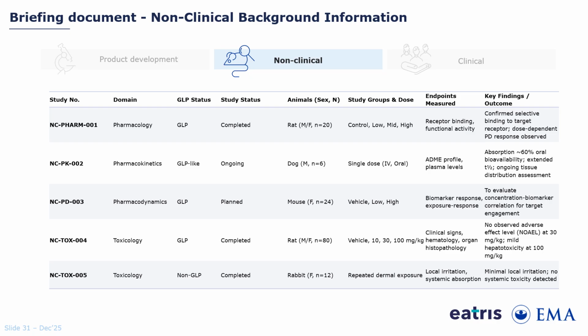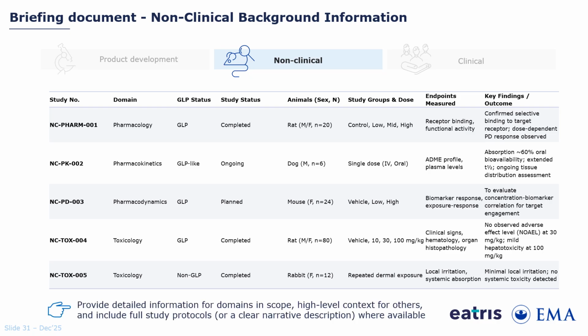Pharmacokinetics, including absorption, distribution, metabolism, and excretion data. Pharmacodynamics, focusing on the relationship between drug concentration and effect, including biomarker response where applicable. Toxicology, summarizing toxicology findings, major safety signals and tolerability profile. Applicants should provide detailed summaries for the domains relevant to the advice being sought, while for domains not in scope, a high-level overview is sufficient to provide context.